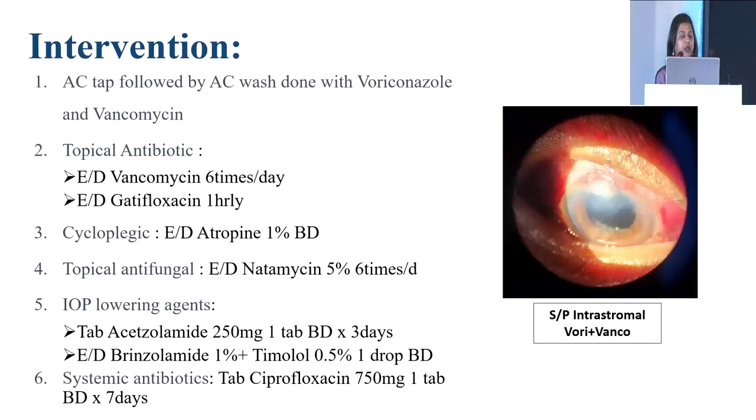Our provisional diagnosis was wound infection. AC tap followed by AC wash was done with voriconazole and vancomycin. Patient was started on topical antibiotics and topical antifungal. Since his IOP was raised, he was given IOP lowering agents. He was also given systemic antibiotics for a duration of 7 days.